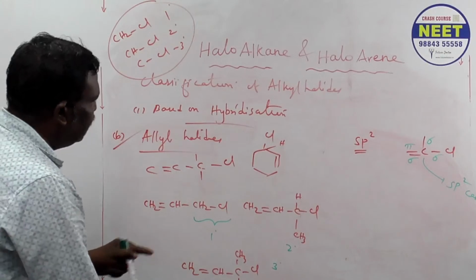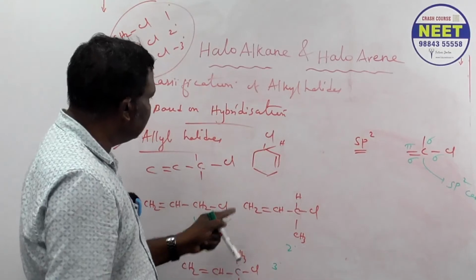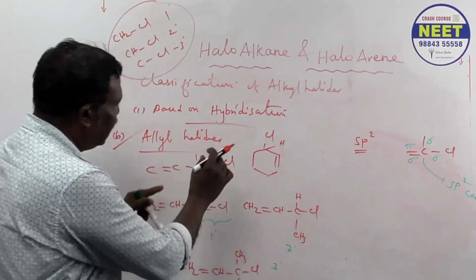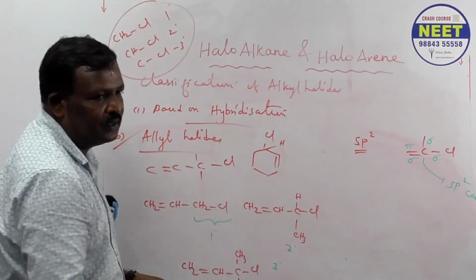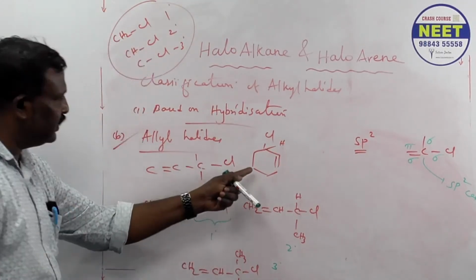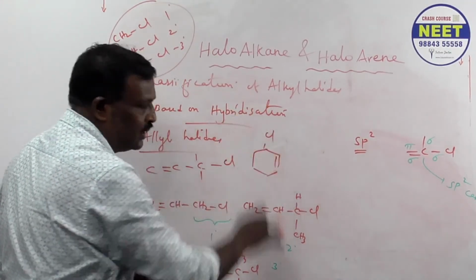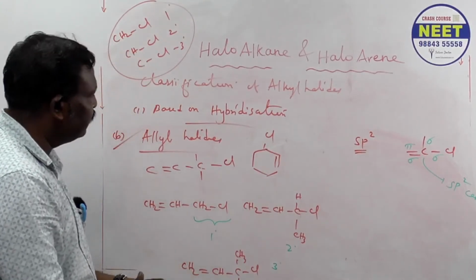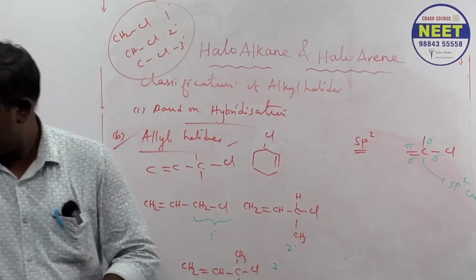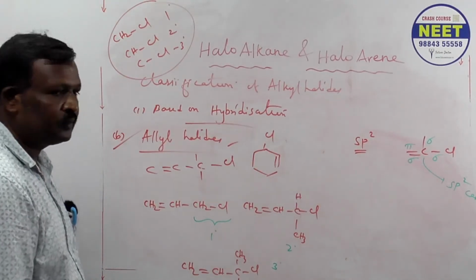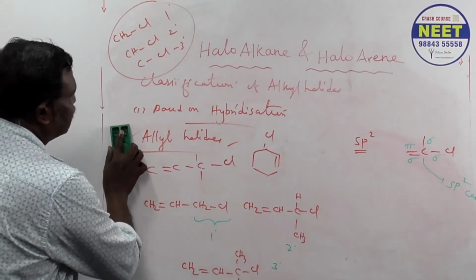If I put a double bond here, it belongs to that category. So you see which carbon the halogen is attached to, and then you can guess which kind of halide it is. This is also very important. Note down: here they won't give hydrogen, but you must know hydrogen is there. This is a very good example. Any doubt, ask me.